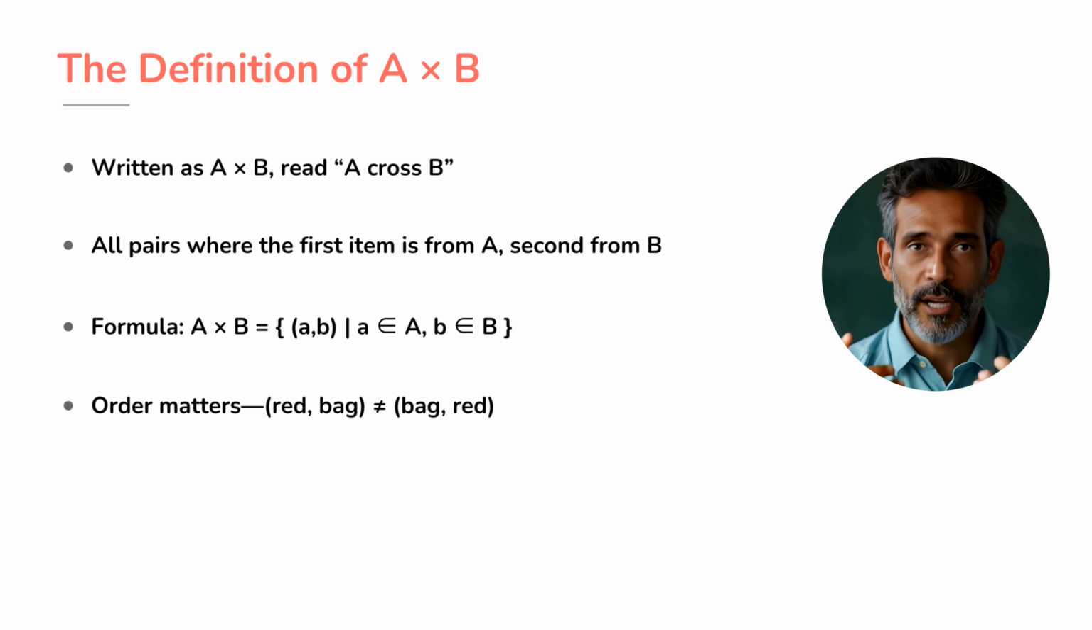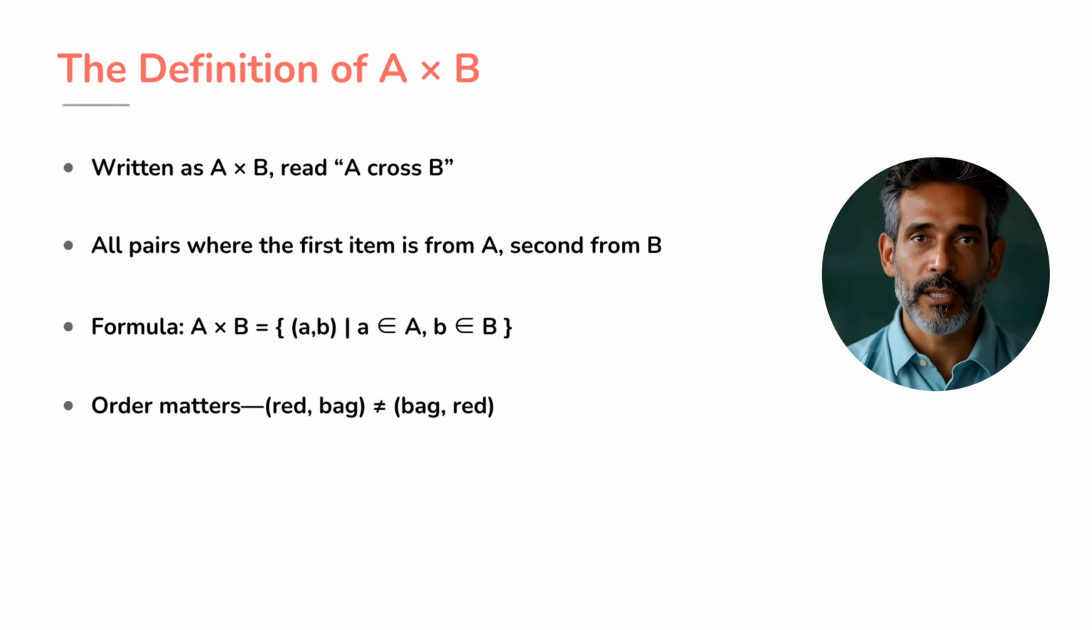Now, let's define the Cartesian product in a precise and simple way. Imagine you have any two non-empty sets, which we call A and B. The Cartesian product of these sets is written as A times B. You can read it as A cross B. This product is nothing more than the set of all possible ordered pairs where the first element of the pair comes from set A and the second element comes from set B. Mathematically, it looks like this: A cross B equals the set of all ordered pairs (a, b), such that a belongs to set A and b belongs to set B.